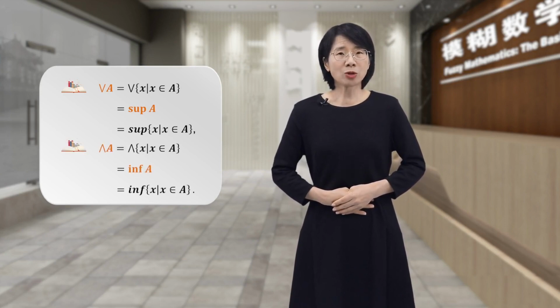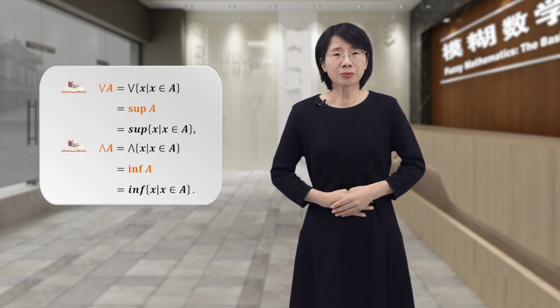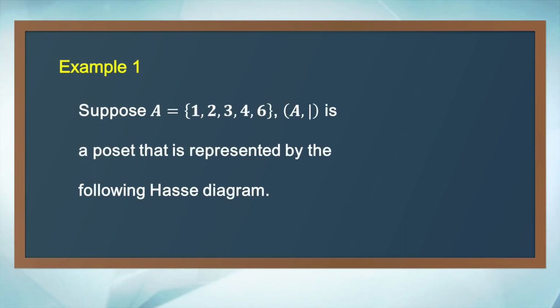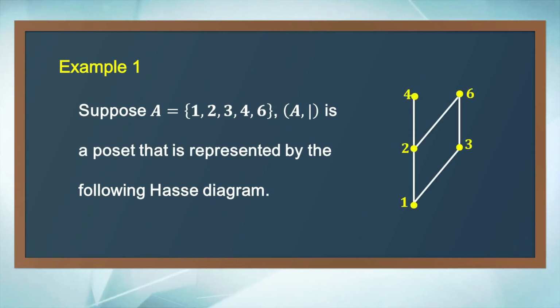We also use some terminologies to denote the greatest lower bound of A, or the infimum of A. Now let's do some examples. First, example 1. Suppose A is the set with 5 elements, 1, 2, 3, 4, and 6. Set A together with the divisibility relation is a poset that is represented by the following Hesse diagram.